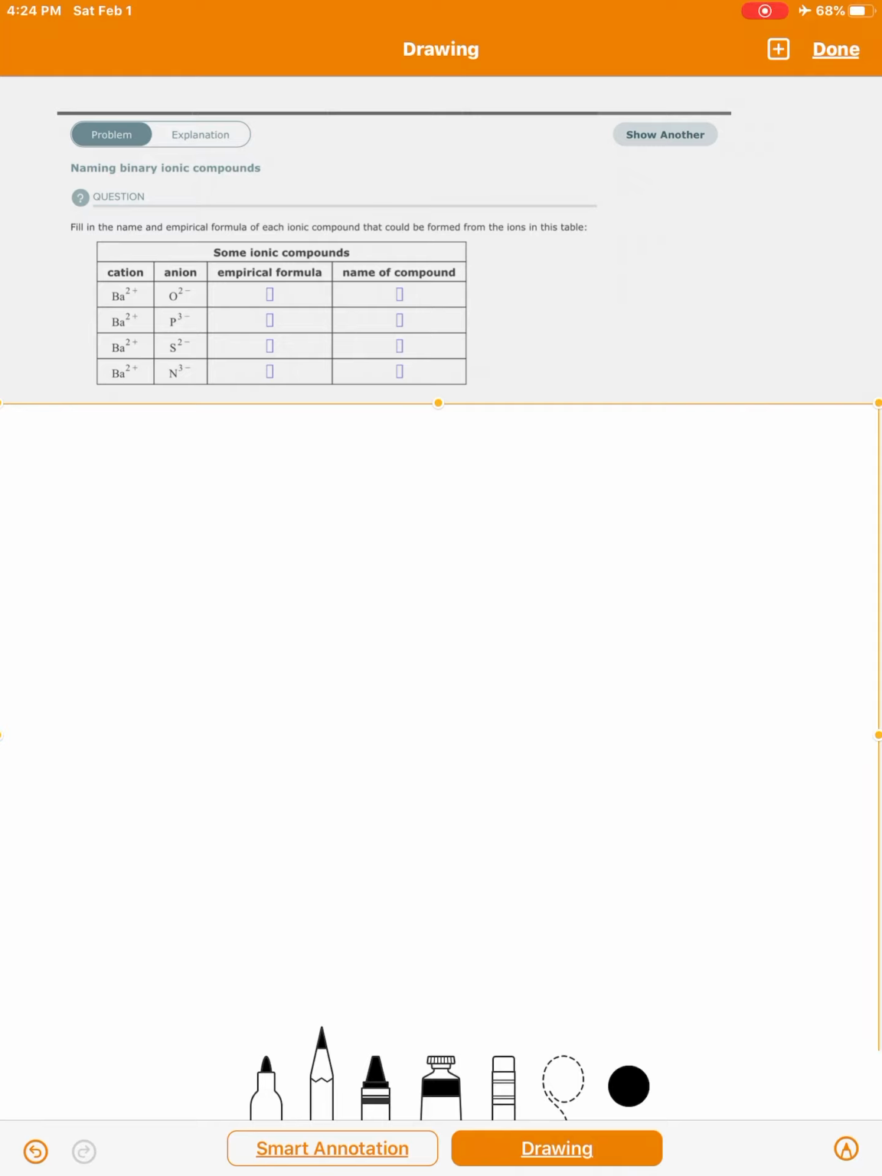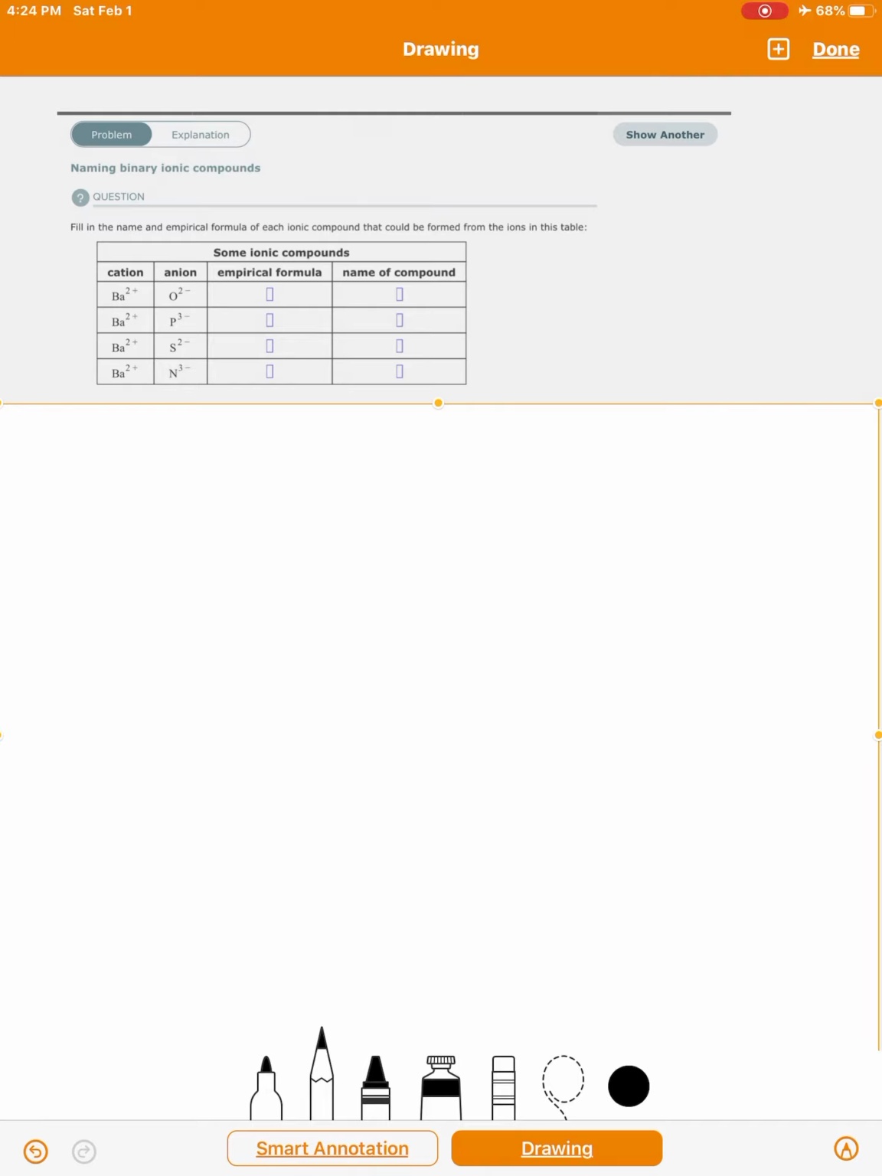have negative charge. So in this example, we have to write the empirical formula, just like we did in the previous video, and we're going to go one more step, and we're going to name the compound. So here's the idea. Naming binary ionic compounds. Fill in the name and empirical formula for each ionic compound that could be formed from the ions in this table. So let's take a look at the first one.